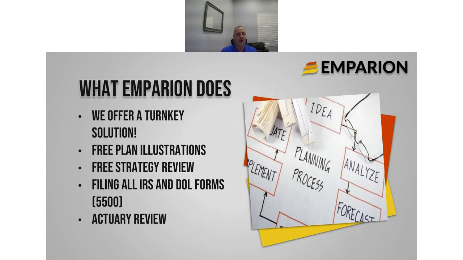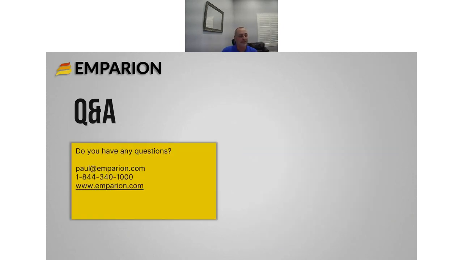We offer a turnkey solution. Again, we don't manage money. We set up your plans. We make sure that they're tax efficient. We do free illustrations for you. We do a free strategy review. We always recommend that people reach out to us for a consulting call to make sure we structure it. We do all your IRS filings for IRS and DOL. That includes your Form 5500, your Schedule SB, and all of your actuary reviews. Again, we do not manage money. That is generally up to you and or your financial advisor to take care of.